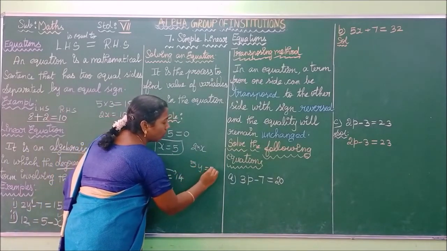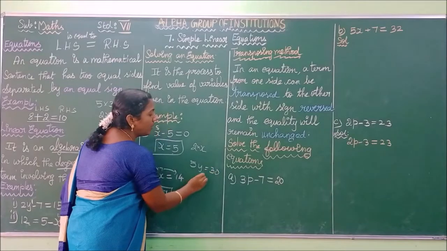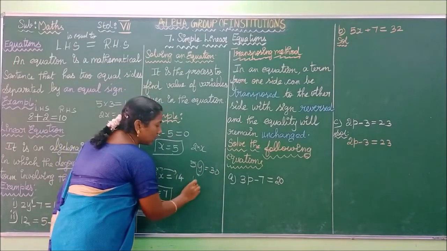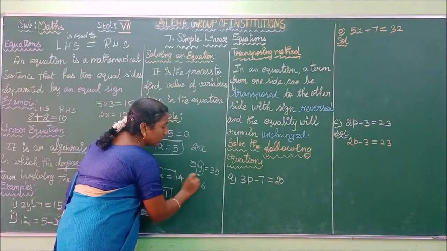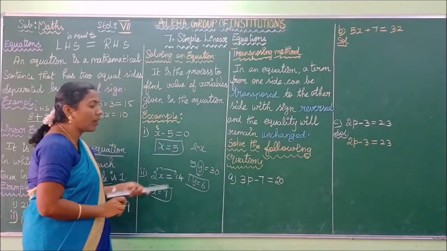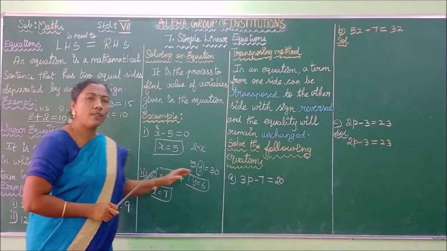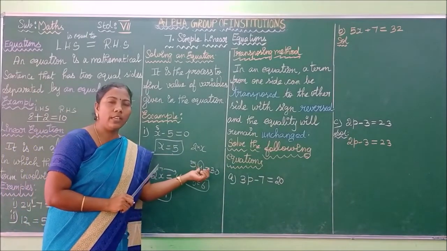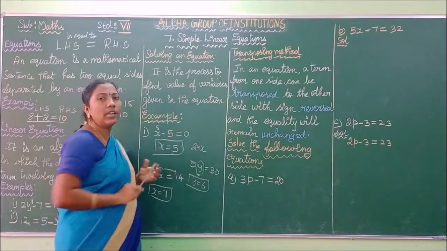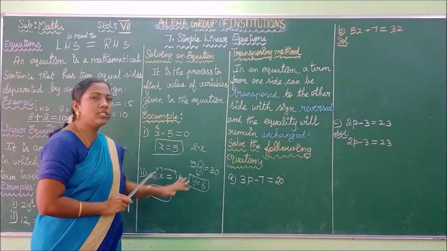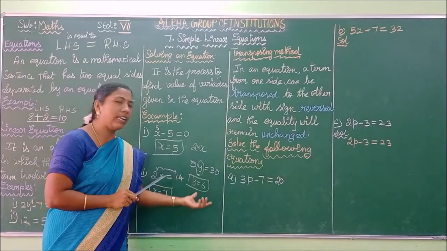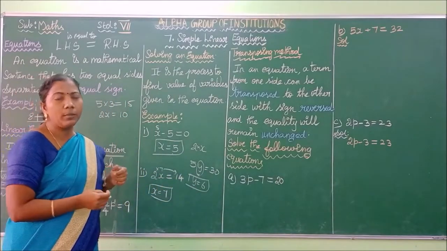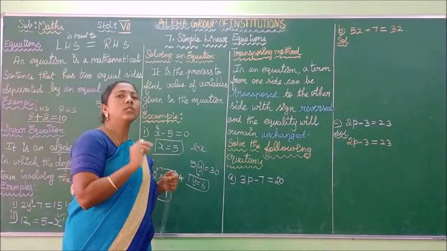Let us see some more examples. 5y equal to 30. What should be the value of y? It gives the value 30. Yes, 6. Therefore, y equal to 6. So this is the way we are finding the value of the variable. This process of finding the value of the given variable is called solving an equation. These equations are very easy, and we can easily find the values.